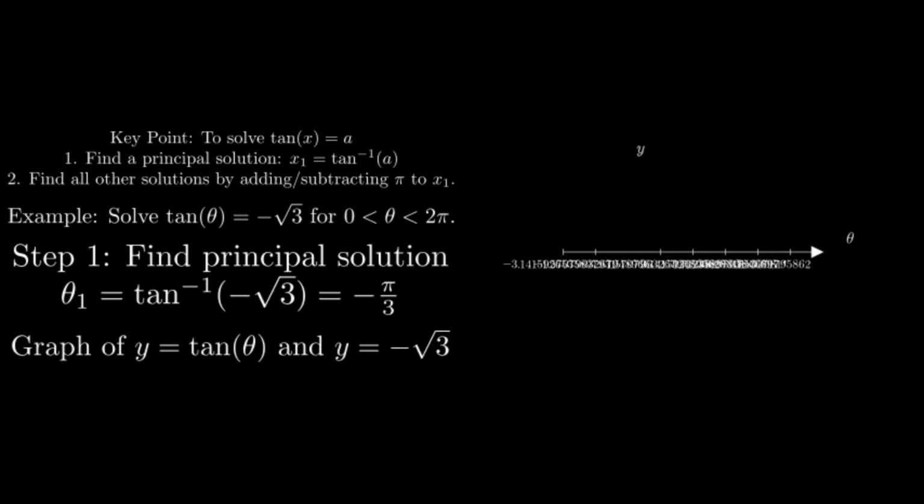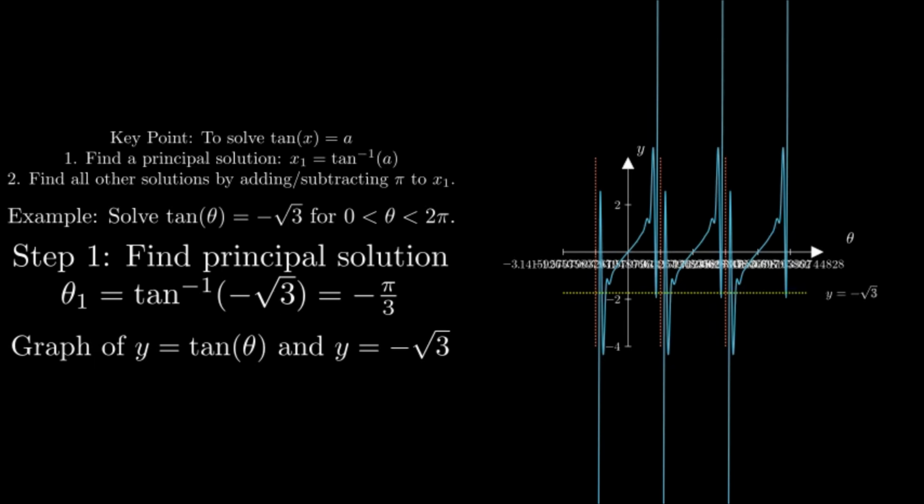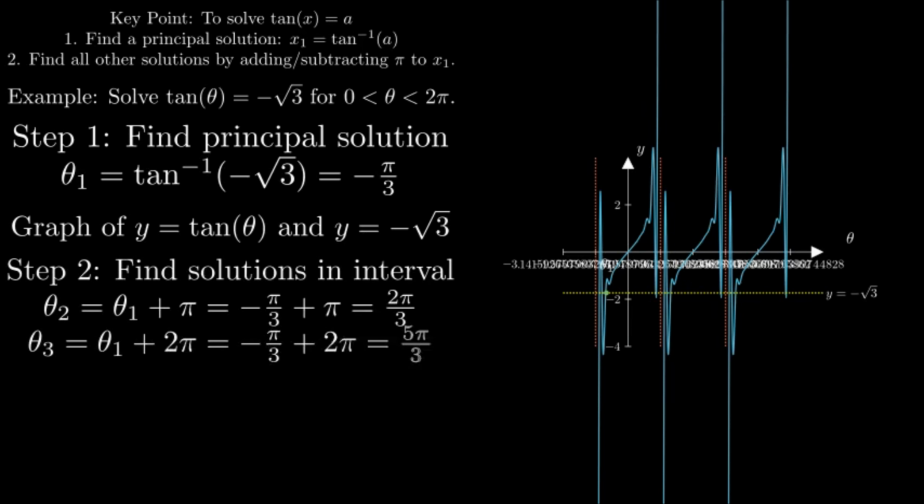Let's sketch the graph. We can see the principal value at negative pi over 3. We need to find the corresponding positive angles that have the same tangent value. We do this by adding multiples of pi to our principal value. First, let's add pi. Negative pi over 3 plus pi gives us 2 pi over 3. This is our first solution in the interval. Next, let's add 2 pi to our principal value. Negative pi over 3 plus 2 pi gives 5 pi over 3. This is our second solution.